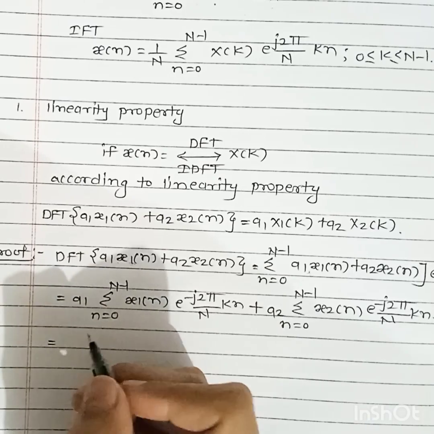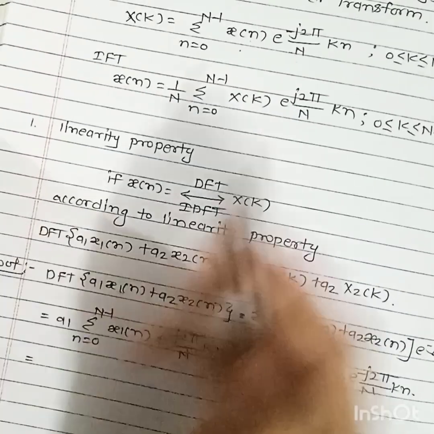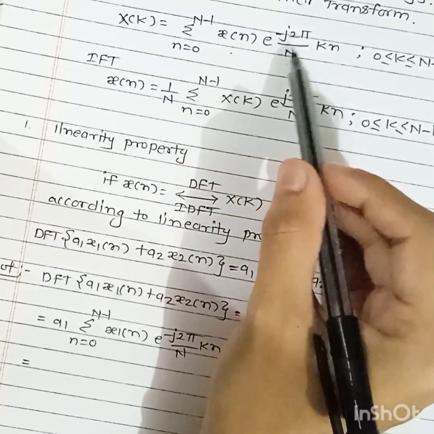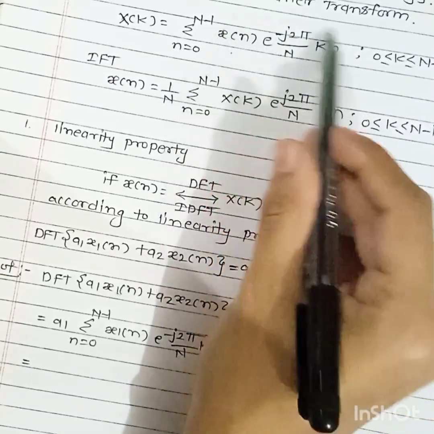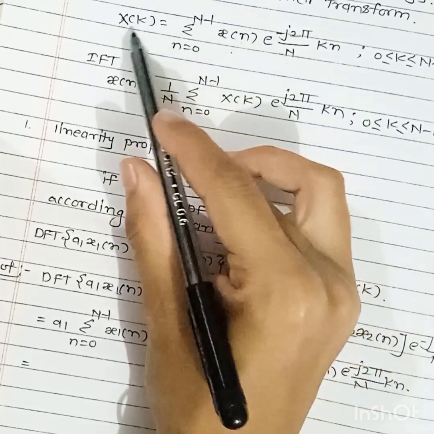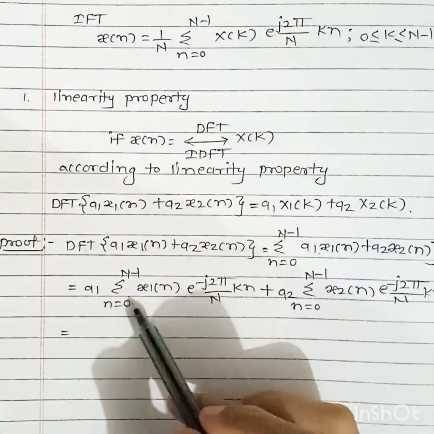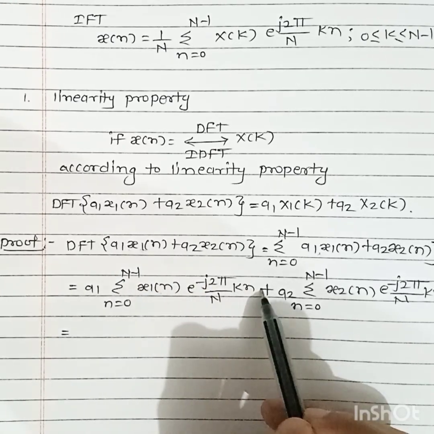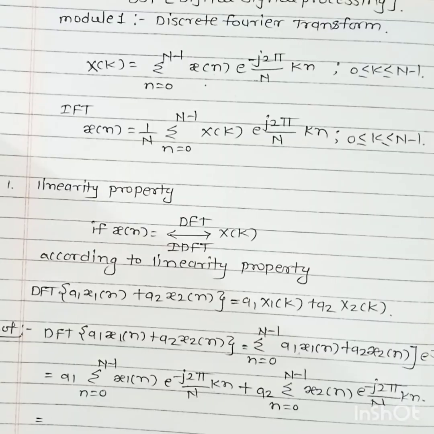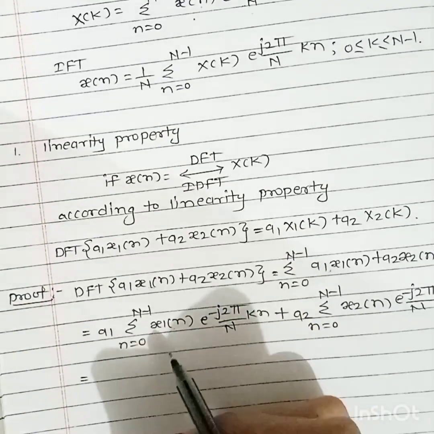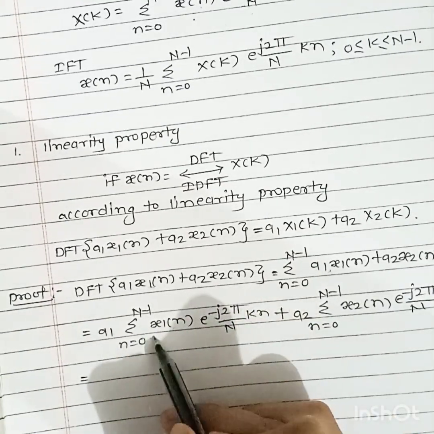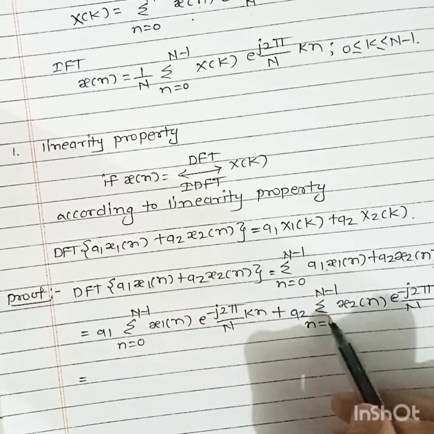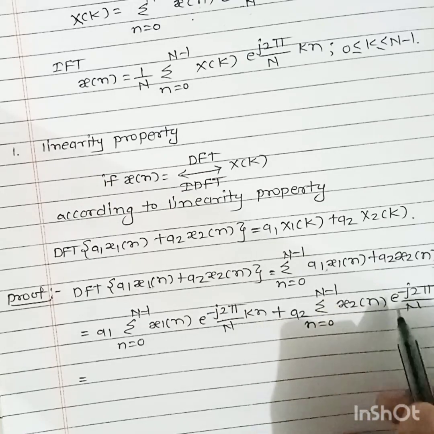Now according to the formula, we know that x of n into e power minus j 2 pi by N into kn, this whole thing with the summation, is simply known as X of k. We have something similar over here: x1 of n into e power minus j 2 pi by N into kn. So according to the formula, this whole thing is known as X1 of k because we have the input as x1 of n. Similarly, here also according to the formula, this whole term will be known as X2 of k.